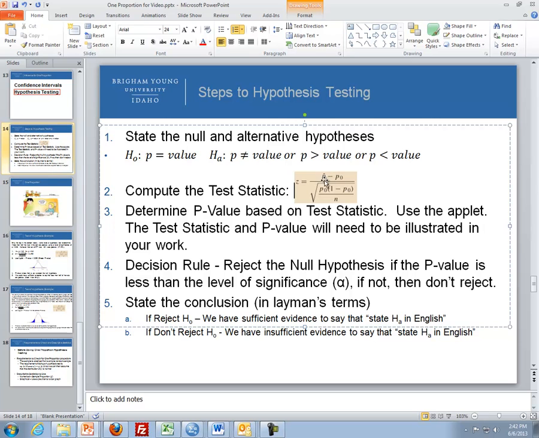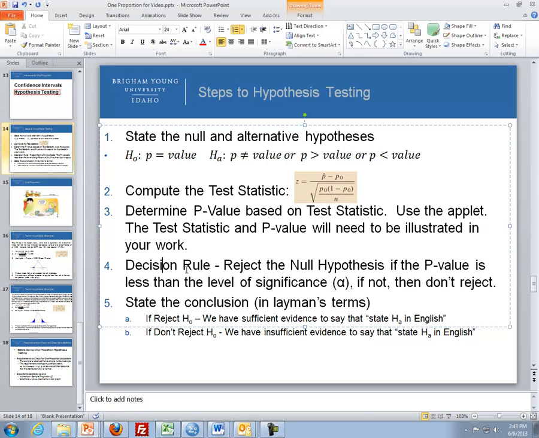But basically, it's taking our sample proportion minus, and it's different symbolism that's used in the online textbook, but this here, p naught, represents your null hypothesis. And we divide it by the square root of the null hypothesis times 1 minus the null hypothesis, divided by n, and we get our test statistic. And then we get our p-value based off the test statistic, and we can use the applet or we can use Excel to get our p-value.